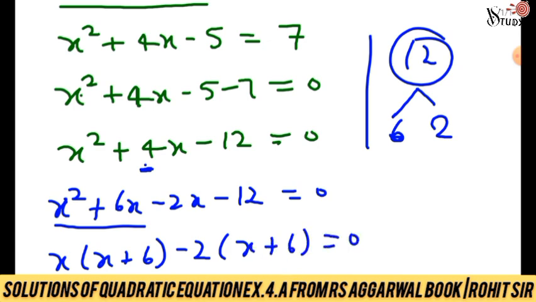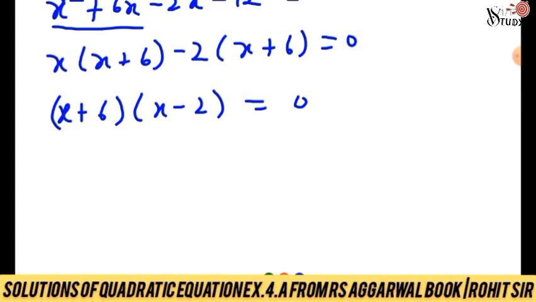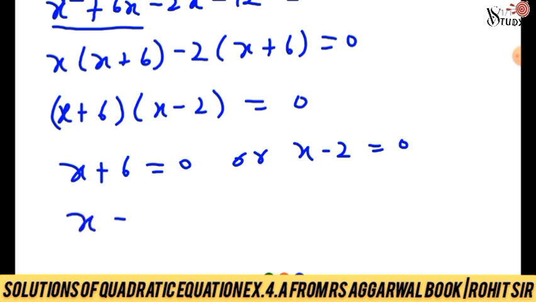Now x plus 6 and x negative 2 is equal to 0. Now put x plus 6 is equal to 0 or x negative 2 is equal to 0. Then x is equal to negative 6 or x is equal to positive 2, and this is the solution of this quadratic equation.